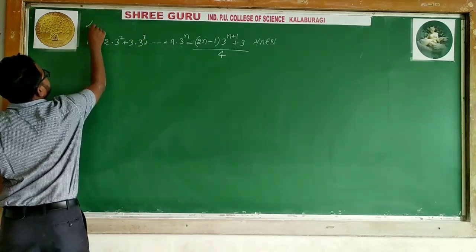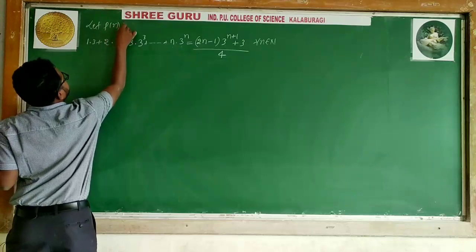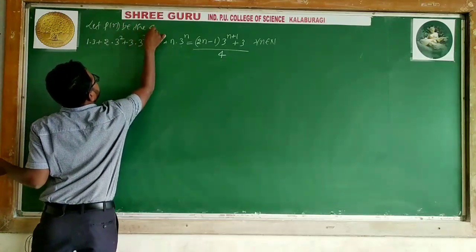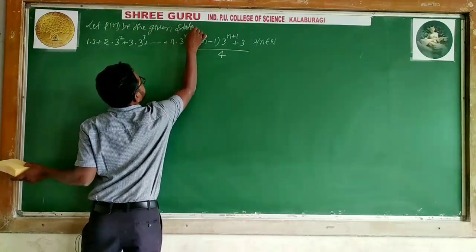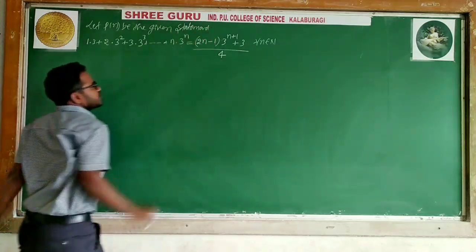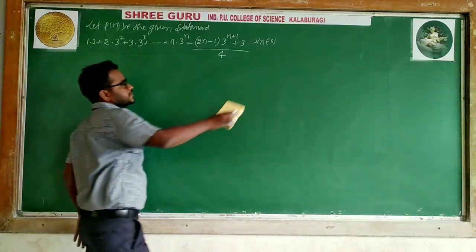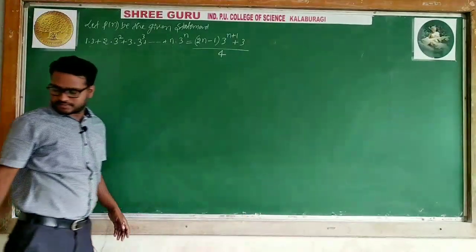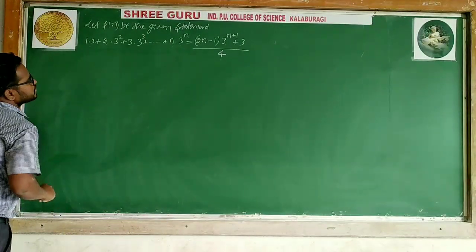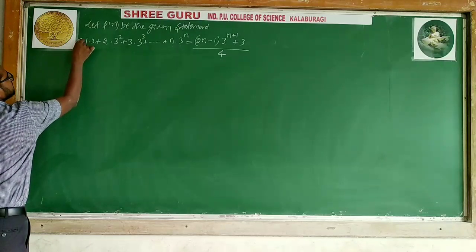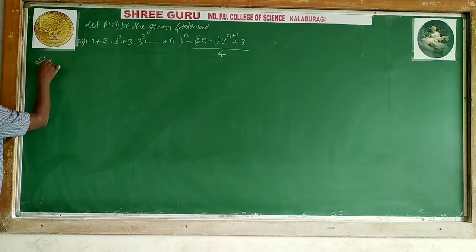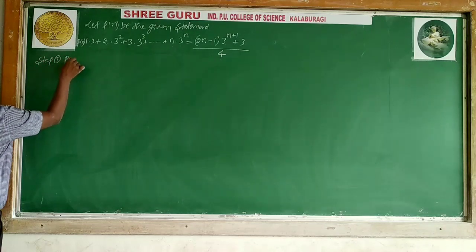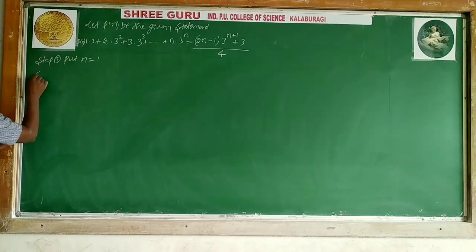Let P of n be the given statement. What is the problem? This one. P of n is the given statement. Step 1. What is step 1? Put n is equal to 1. Step 1, put n is equal to 1, means P of 1.